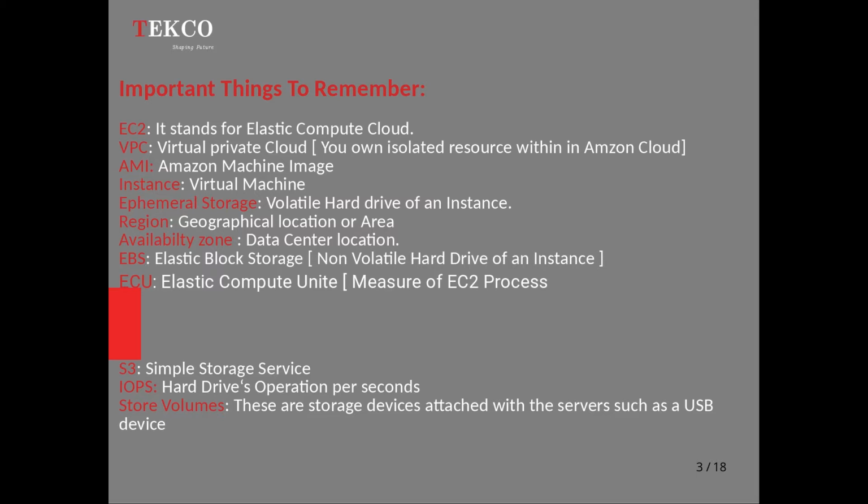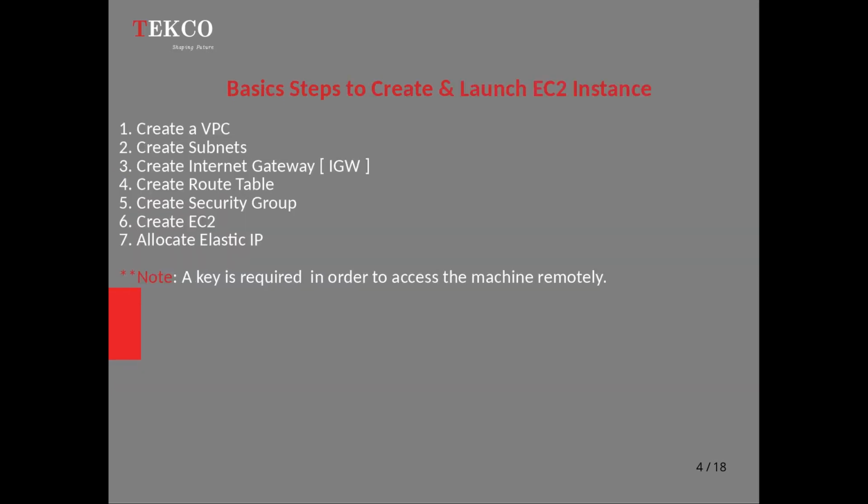Ephemeral storage is a volatile hard drive of an instance. Region is the geographical location or the area. Availability zone is the data center location. EBS stands for Elastic Block Storage. It's a non-volatile hard drive of an instance. ECU stands for Elastic Compute Unit. It's the measure of EC2 processing power. And S3 stands for Simple Storage Service. IOPS is the input/output operations per second of a hard drive. Store volumes are the storage devices attached to the servers, such as a USB device.